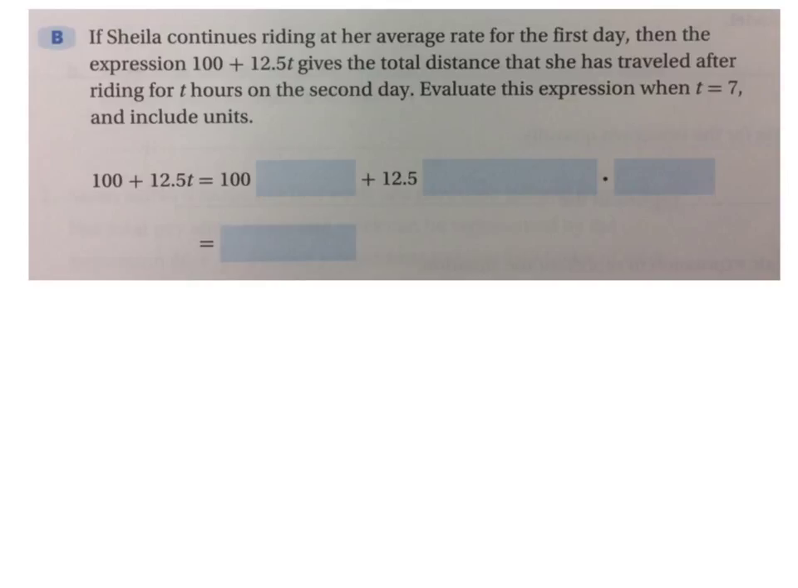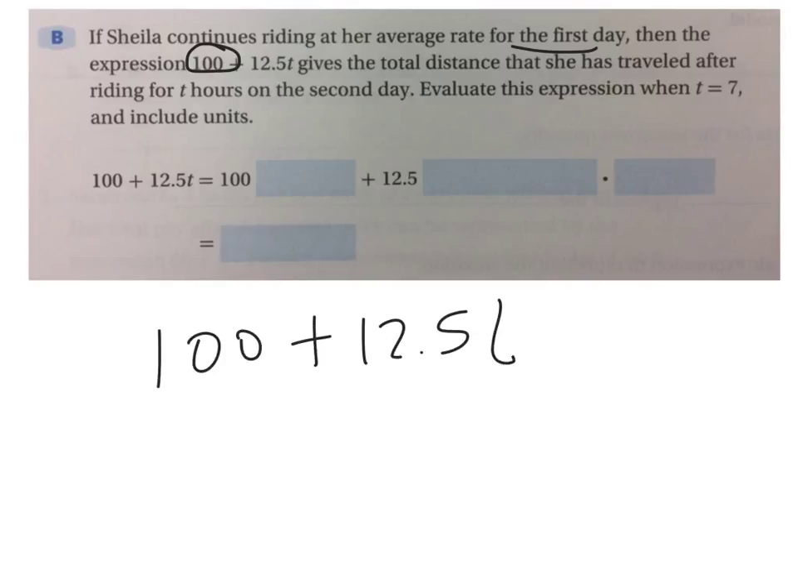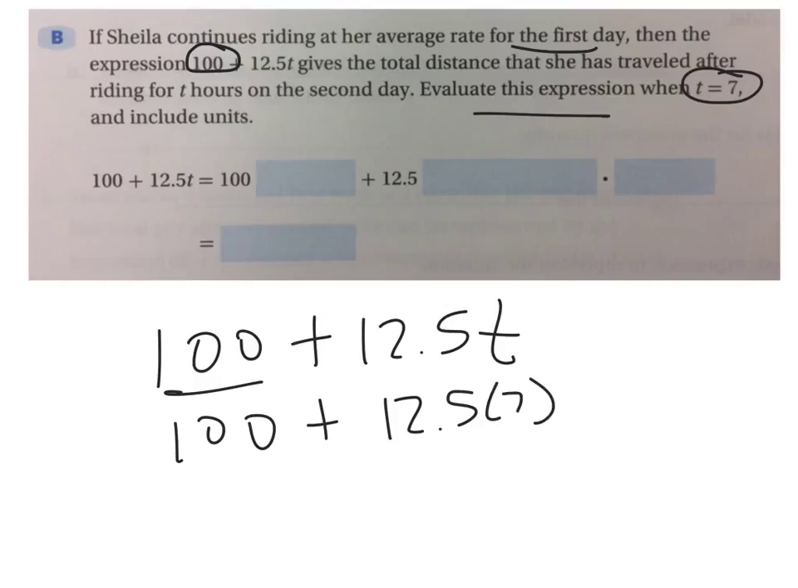Now, in the first problem, we found that Sheila's average was 12.5 miles per hour. Now, we're going to extend this. Notice, this is what she rode on the first day. Then, this expression of 100 plus 12.5 times T gives the total distance she traveled after riding so many hours on the second day. So this is going to represent the first day. Now, it says evaluate. Remember, evaluate means plug this in and solve for it. So we're going to plug in 7 for T. So what you'll get is 100 plus 12.5 times 7. And then that should give you your total.